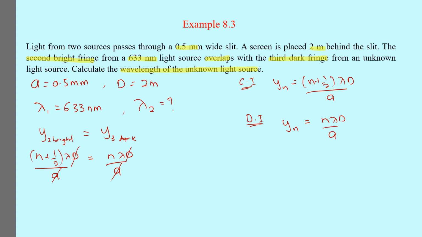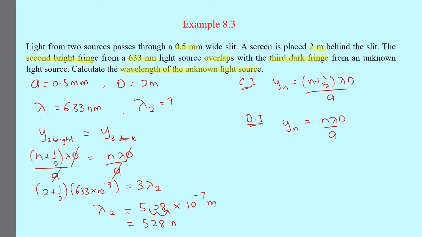So now we substitute the values. (2 plus half) times lambda, 633 times 10 power of negative 9, equals 3 lambda 2. So lambda 2 is equal to 5.28 times 10 power of negative 7 meter, or we can rewrite it as 528 nanometer.